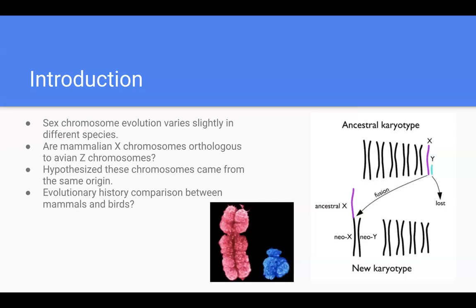The biological question that was raised in this paper was whether the mammalian X chromosome is orthologous to the avian Z chromosome, meaning that these genes in these two distinct species originally came from a common ancestor and later evolved into the separate chromosomes we know them as today. The scientists hypothesized that the chromosomes shared a common origin. They were curious about the evolutionary trajectories between mammals and birds and set out to compare and contrast the gene densities and the sequences themselves.